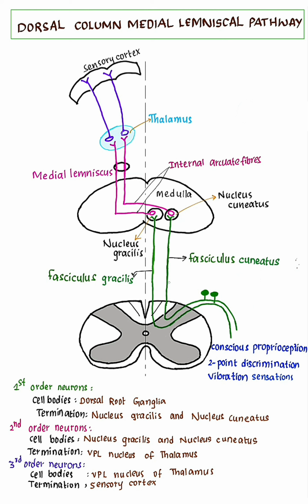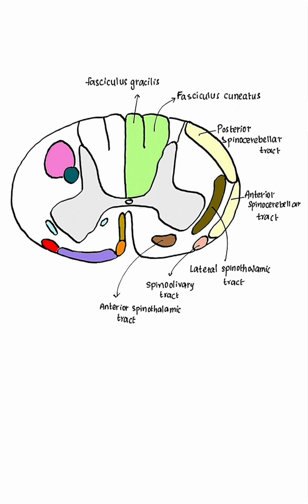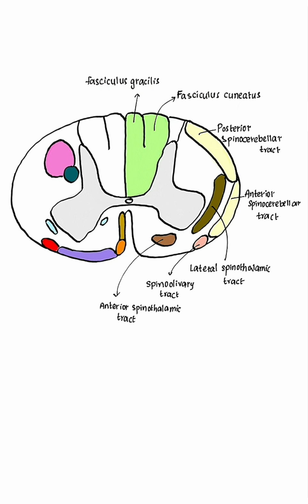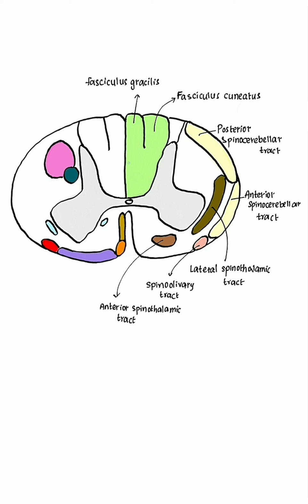The fibers of first order neurons ascend within the posterior white column of the spinal cord as fasciculus gracilis and fasciculus cuneatus. You can see in the posterior white column, fasciculus gracilis carries the sensations from lower part of the body. Fasciculus cuneatus carries the sensations from the upper part of the body. The fibers carrying the sensations of the lower part of the body are present medially, and the fibers carrying the sensations of the upper part of the body are present laterally.